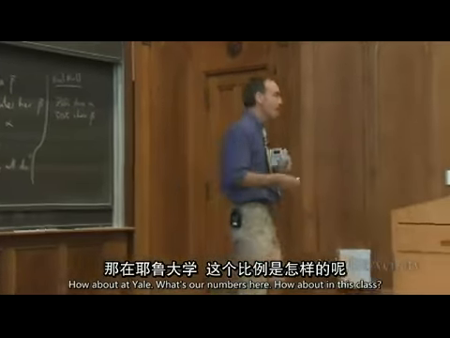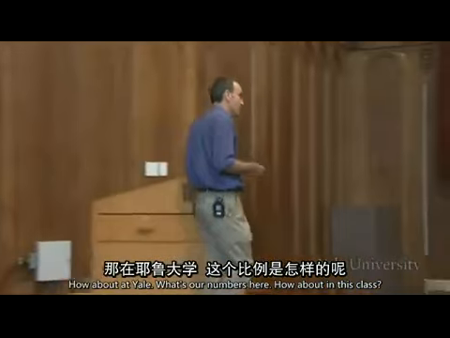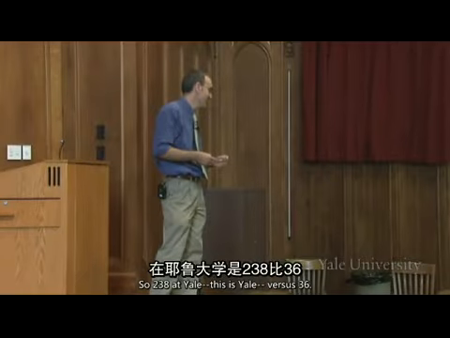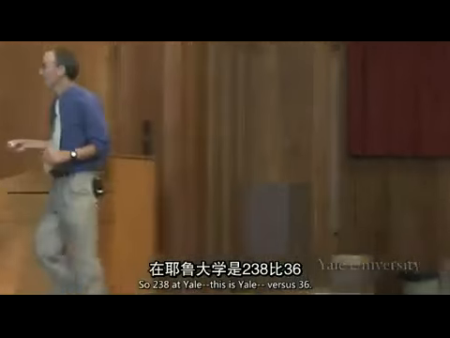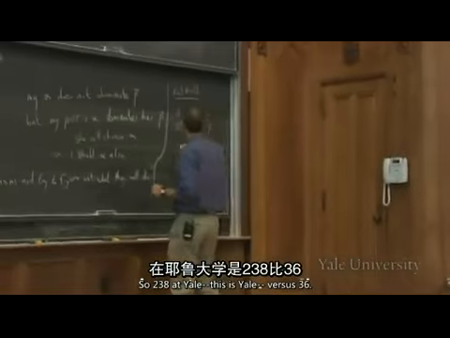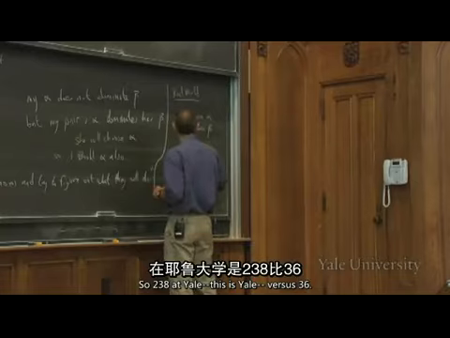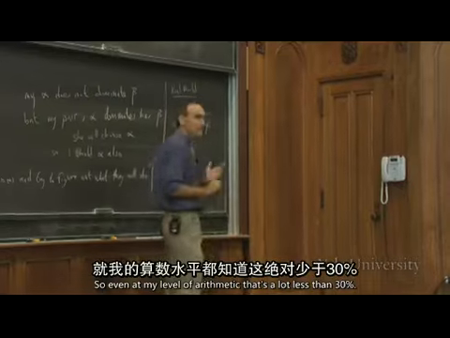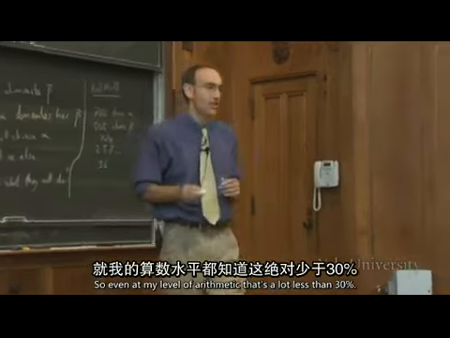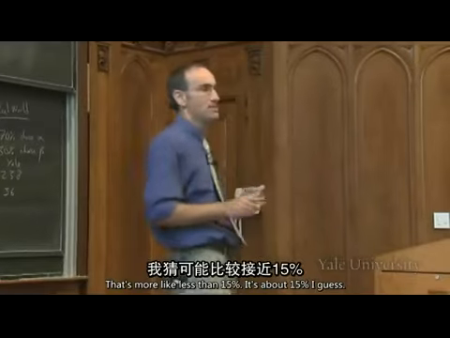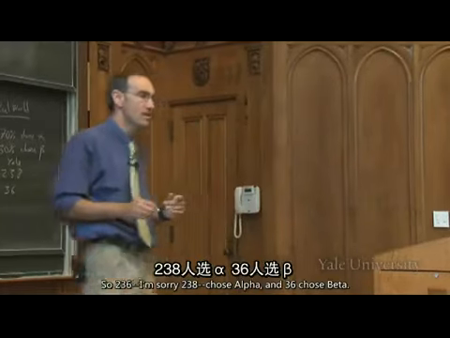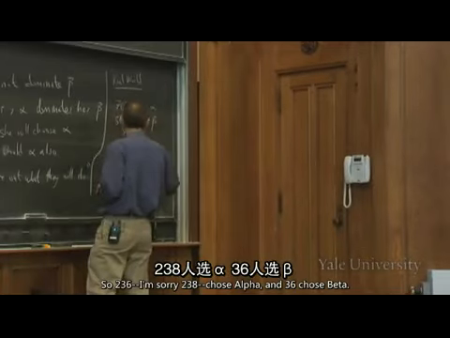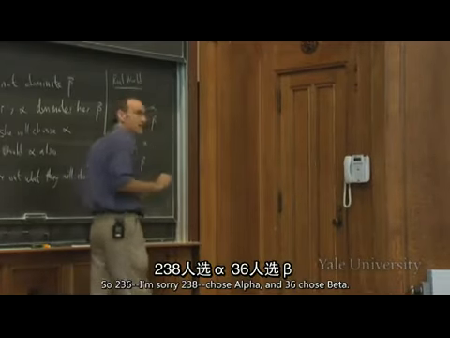How about at Yale? What are our numbers here? How about in this class? Do you want to make your colleague here? Yeah. 238 versus 36. So 238 at Yale versus 36. So even at my level of arithmetic, that's a lot less than 30%. That's more like, it's less than 15%. No, it's about 15%, I guess. All right, so 238 chose alpha, and 36 chose beta.